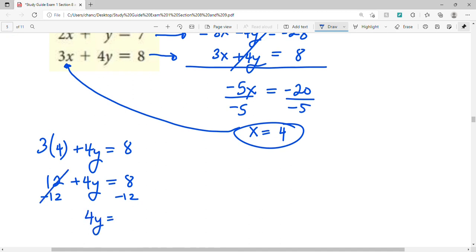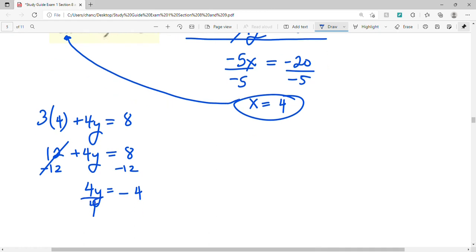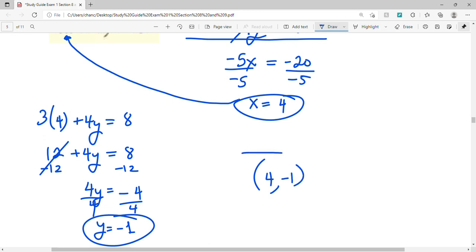4y is equal to negative 4. And so we could divide both sides by 4, giving me y equals negative 1. What's our solution? Well, it's the ordered pair 4, negative 1. So this means that these two lines intersect at the point 4, negative 1.